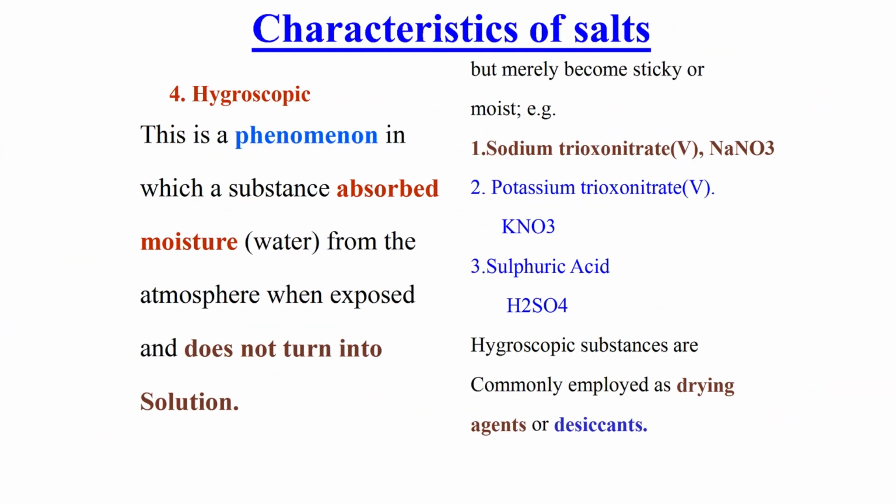As we continue, let's understand the fourth characteristic: hygroscopic. This is a phenomenon in which a substance absorbs moisture from the atmosphere when exposed and does not turn into solution, but merely becomes sticky or moist. For example, sodium trioxonitrate 5, NaNO3, potassium trioxonitrate 5, KNO3, and sulfuric acid, H2SO4. Hygroscopic substances are commonly employed as drying agents and desiccants.